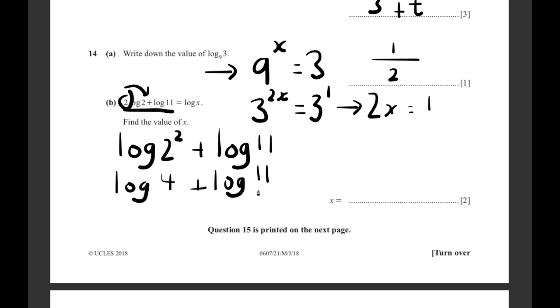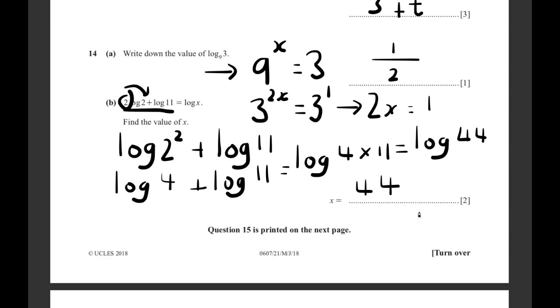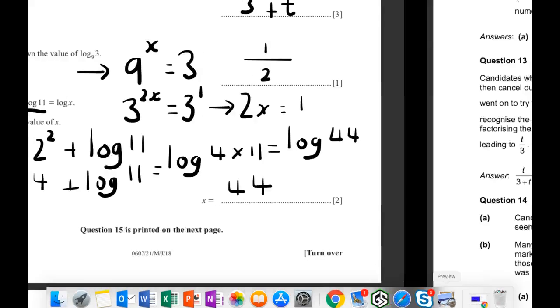And now remember that very first rule of logs, if you're adding logs, that's the same as multiplying these two numbers together. So this is actually equal to log 4 times 11. Okay, so we can multiply these two numbers together, and therefore we get the answer of log 44, which is simply what x is. So our answer is 44. And we're done.